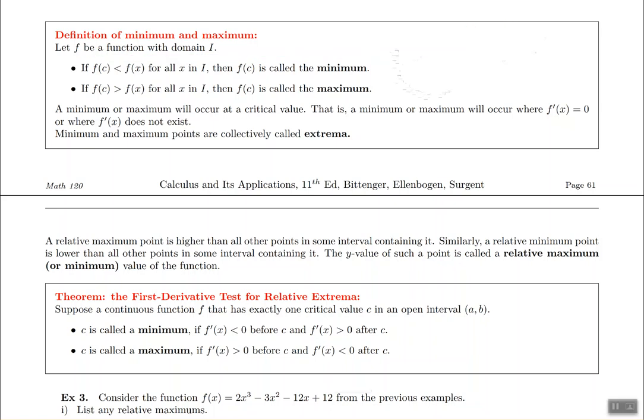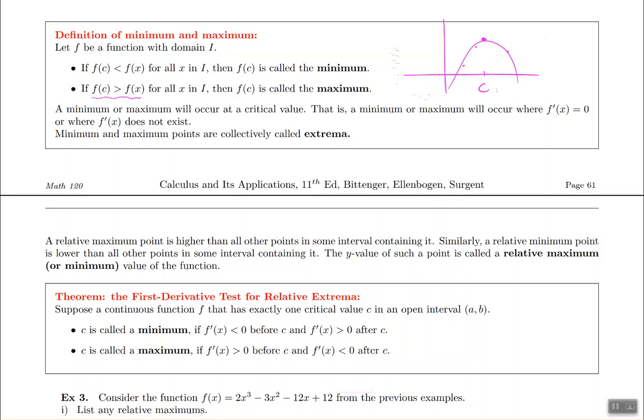Now what about a maximum? We say c is a maximum when the following is true: the y-coordinate of c, f of c, is greater than every other y-coordinate on the graph. For example, suppose this is the xy plane and you have c on the x-axis. You look at the y-coordinate and it's the highest one ever. So it's bigger than this y-coordinate and that y-coordinate and that y-coordinate and so on and so forth.